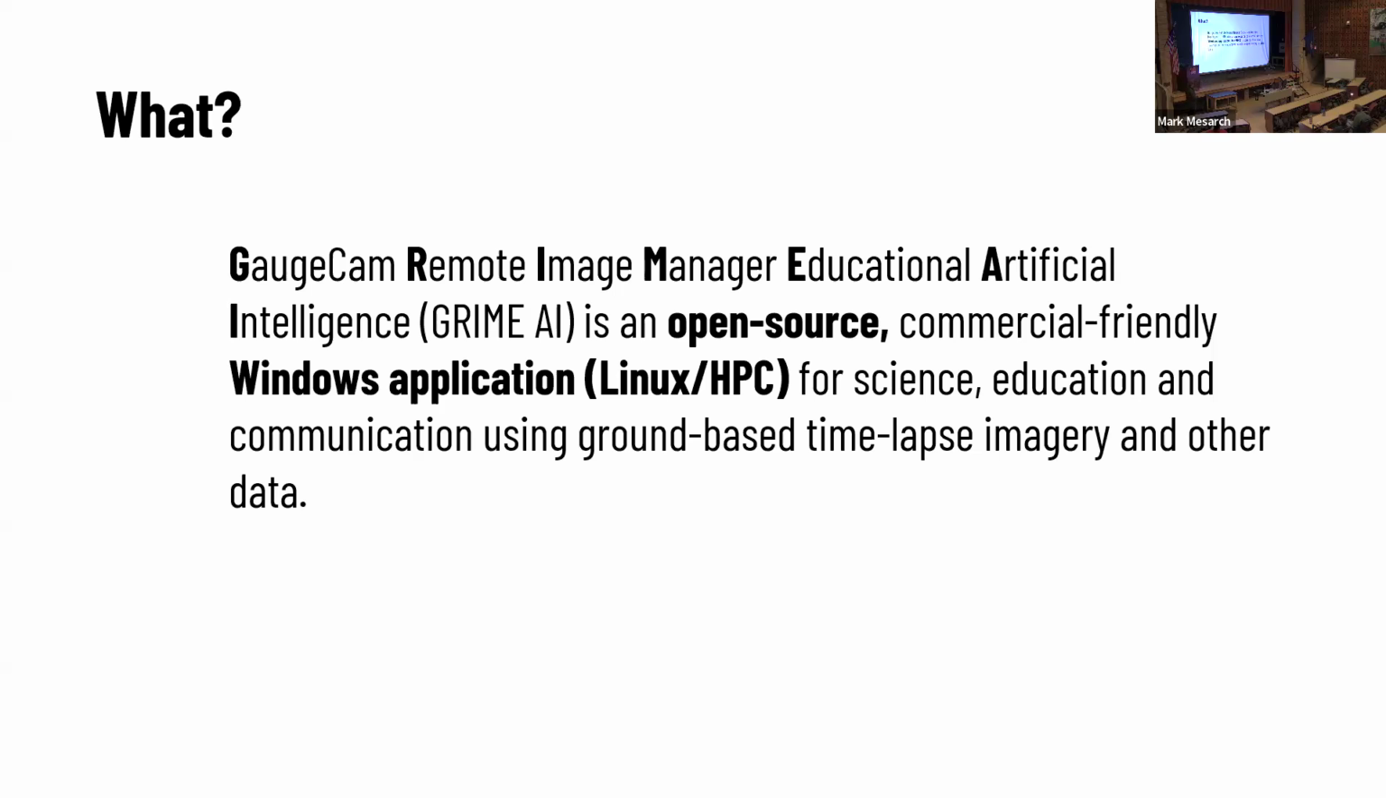But all of our software that we're doing is open source, commercial friendly. If you know licensing, it's Apache 2.0. GRIME AI and also GRIME 2 are Windows applications. GRIME AI is all Python based, and we have seen it running at Northern Arizona University on Linux. I'll tell you more, but we're also deploying it, or it will be available, on high performance computing platforms at NAU and UNL.